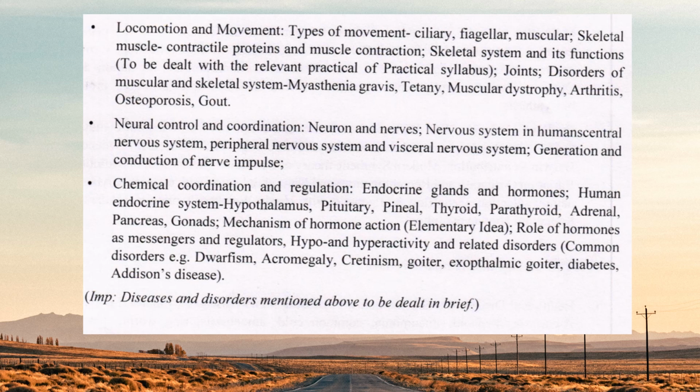Then in the other chapter, we have locomotion and movement. In this, we have to read about the types of movement, the ciliary, flagellar, muscular, and in muscular, skeletal muscle, we have to read the contractile proteins, the muscle contraction, and skeletal system and its function. This is to be dealt with the relevant practical syllabus. Then joints, disorders of muscular and skeletal system, that is myasthenia gravis, tetany and muscular dystrophy, arthritis, osteoporosis, and gout.